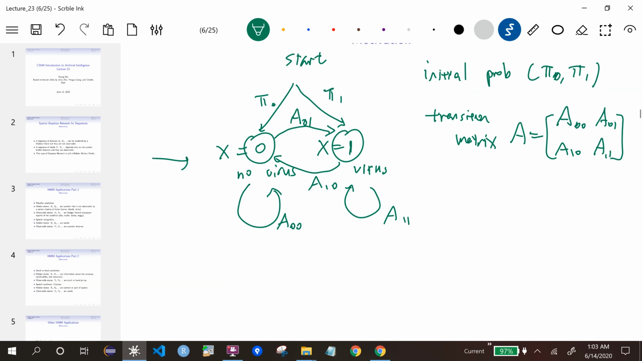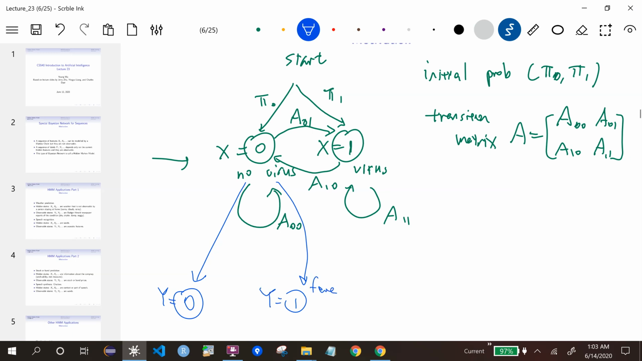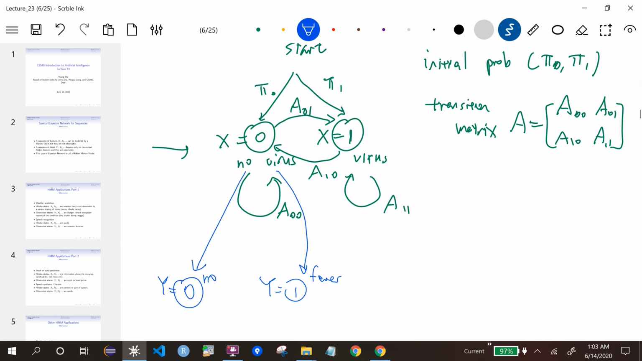So here I'm assuming I don't know if I have the virus or not, but what I can know is whether I have fever or not. So say each of these x is connected to two states, either 0 or 1, and these are y is 0 or y is 1. So say y is fever and 0 is no fever. And we need probabilities of these, and the notation is going to be a little strange, but I'm going to use something like this: B00, and B10. So what these notations mean is that we want the probability that the label is 0 given the state is 0. And here, the probability that the label is 1 given the state is 0.